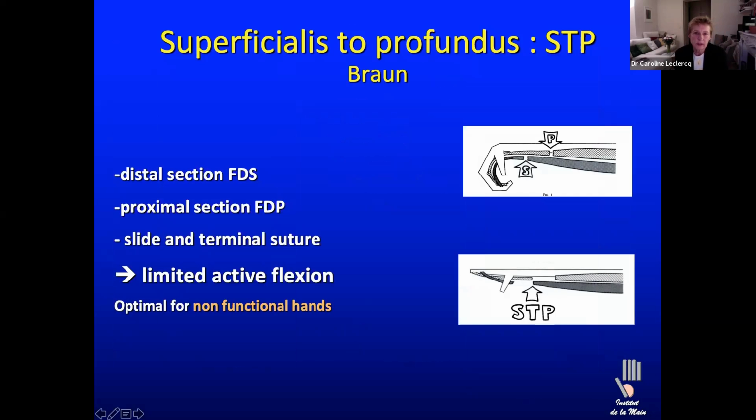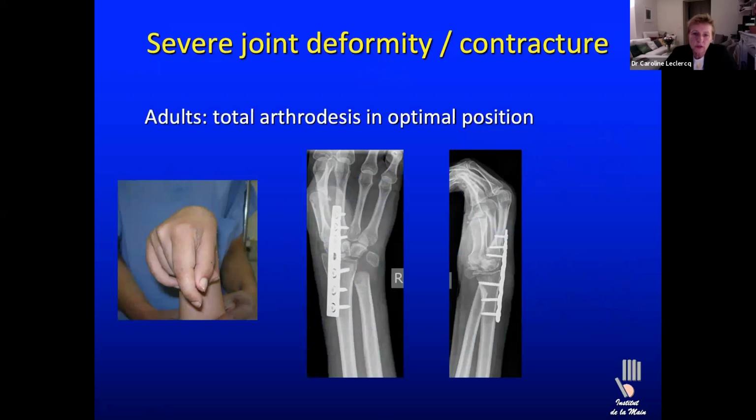Another means of lengthening the finger flexors has been designed by an American surgeon named Braun, and this has been referred to as the STP procedure, superficialis to profundus. This consists in a distal section of the superficialis muscles, proximal section of the profundi, and we just suture those two ends together, which amounts to a very nice lengthening of the muscles with some continuity. Of course, this type of surgery will amount to a limited active flexion, and we reserve it mostly for non-functional or poorly functioning hands.